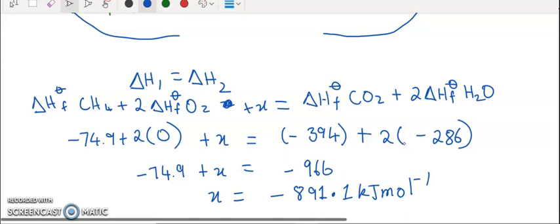And this is how you would do a calculation of a Hess cycle in standard enthalpy change of formation. Next, let's look at how to calculate the standard enthalpy change of combustion.